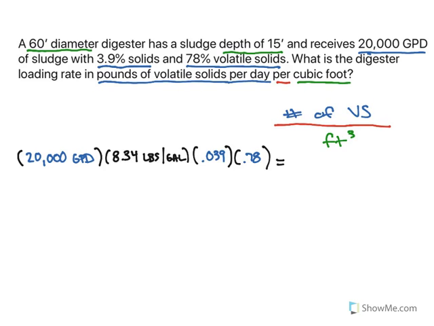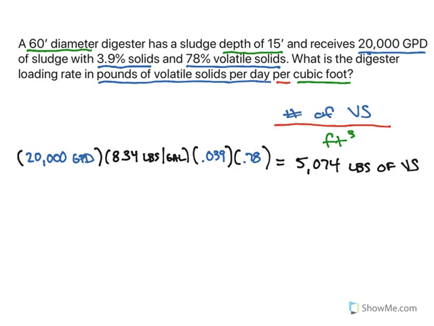So let's go ahead and multiply this out. 20,000 gallons times 8.34 pounds in a gallon gives us 166,800 pounds times 0.039 gives us total solids of 6,505 pounds, and out of those 6,505 pounds, only 78% of that is volatile, so times 0.78 gets us to 5,074 pounds of volatile solids.